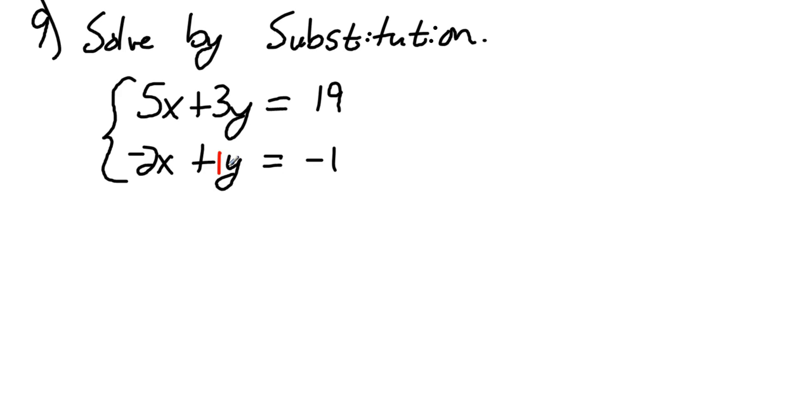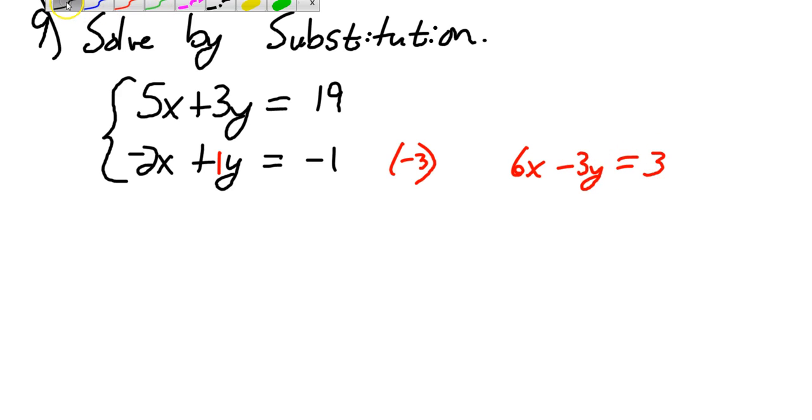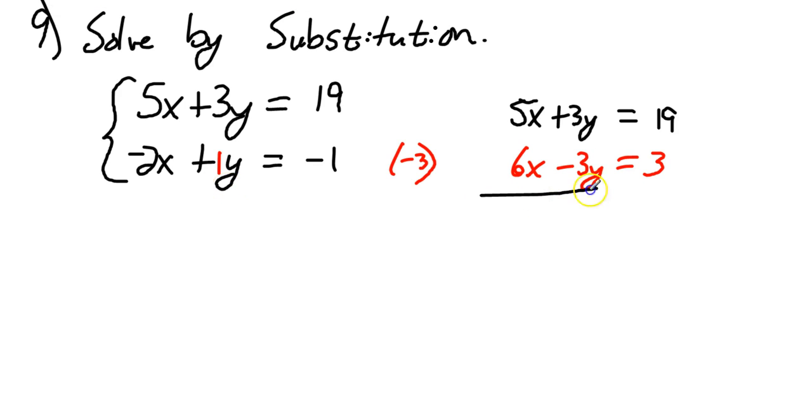So to me, if I was going to do this one, I would take this bottom row and multiply it by negative 3. Because now, if I do that, I've got a 6x, a negative 3y, and a positive 3. And then I've got 5x plus 3y equals 19. Now, if you want to do substitution, we'll go back and do substitution to show you what you would get. But if it was me, just because everything is lined up, I'm thinking elimination will make it a little bit easier.